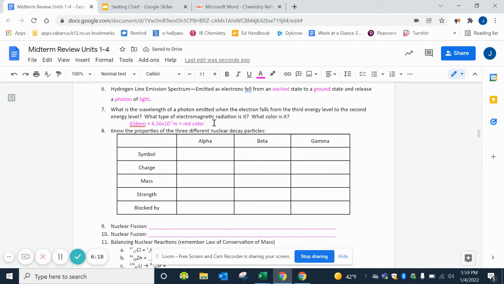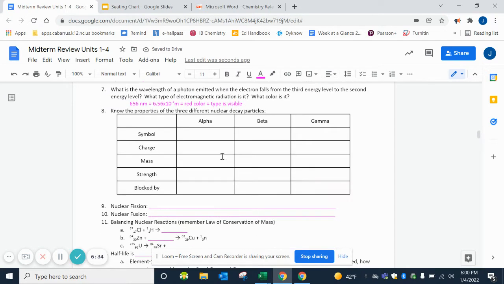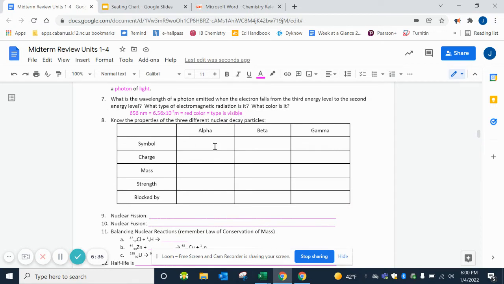The type of electromagnetic radiation would be visible. Remember, wavelength is a number, then we have the color, and then we have the type. All right, then we looked at nuclear chemistry as well.